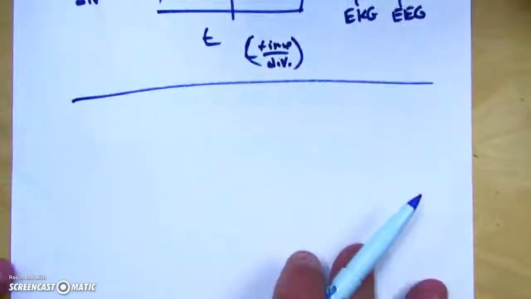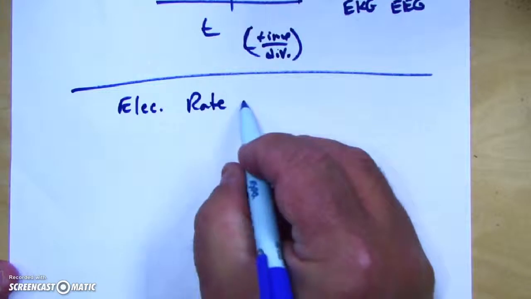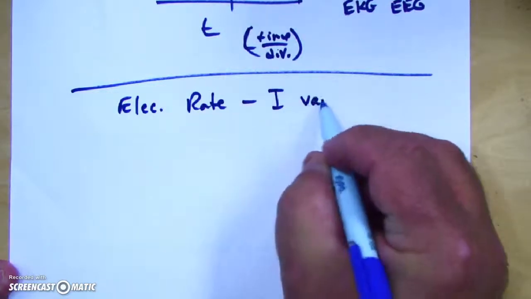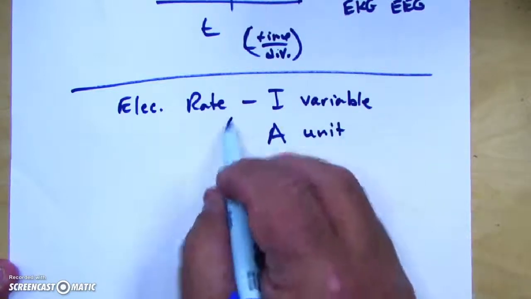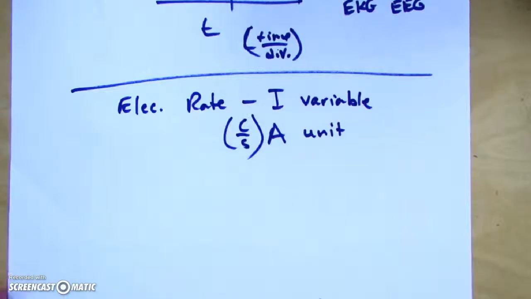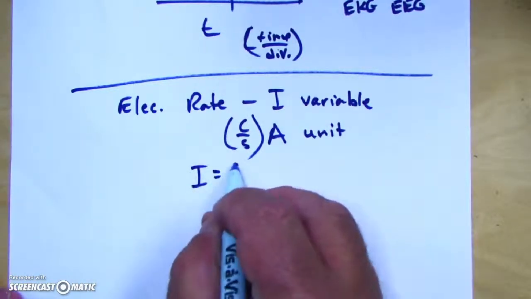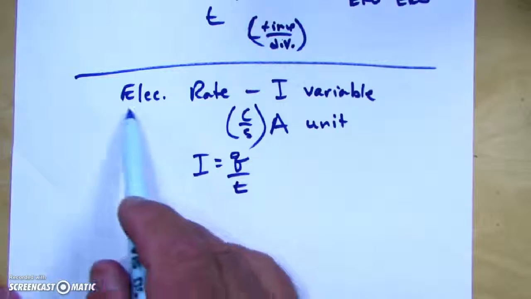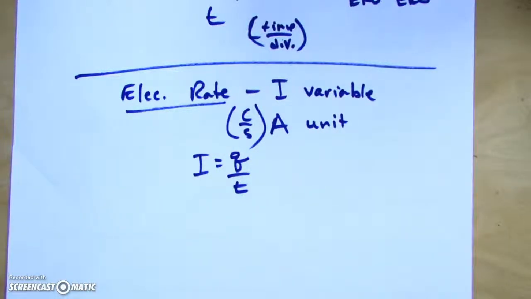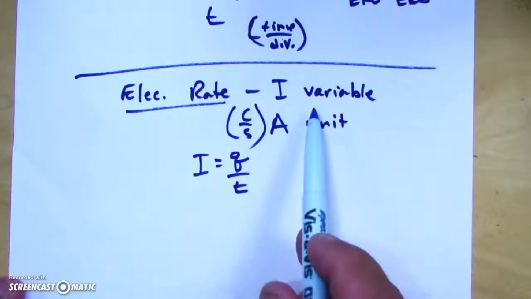So electrical rate. Real quick review. Electrical rate, I is the variable, A is the unit, but again, that's a coulomb per second, so that will help you. Equation-wise, I is equal to Q over T. Remember, you don't have to memorize equations, you just have to be able to use them. So electrical rate simply tells you how fast electricity is flowing, tells you how much is flowing. Electricity has three parts to it: voltage, current, and resistance. Resistance is one of the next things we will talk about. So that will help you.